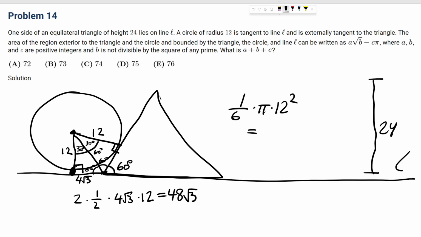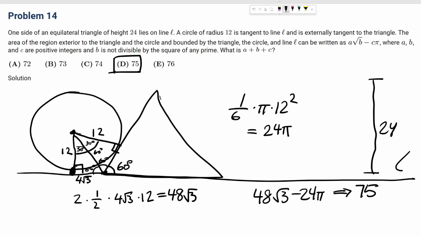This is going to equal, what, 24 pi? So that means our final answer is 48 root 3 minus 24 pi. And if we take a plus b plus c, that's going to be 75. Okay, cool.